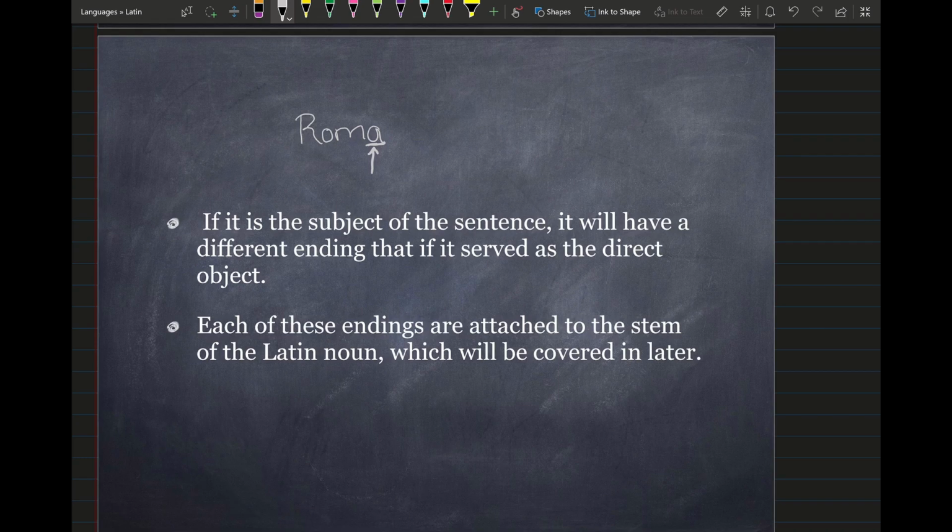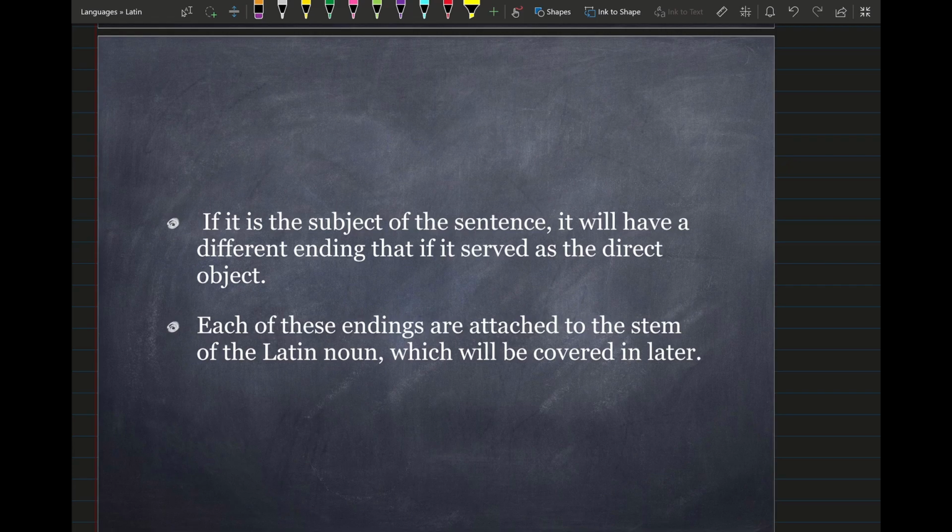But if it's going to serve as a direct object in the sentence, it would end with this instead, the am. So the endings are what change in the sentence. That tells you what the noun functions as in the sentence. So make sure you pay attention to these endings of the words.